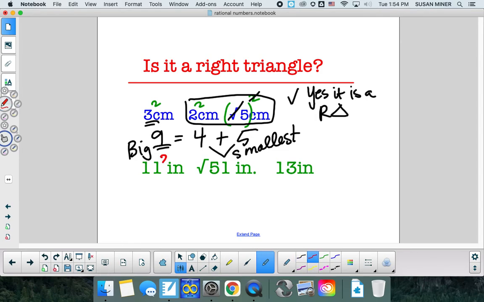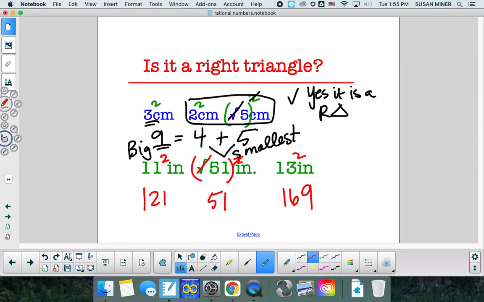Well, the first thing I'm going to do is square everything, right? 11 squared would be 121. This is going to cancel that square root, and I'm just going to be left with 51. And then 13 squared is 169.